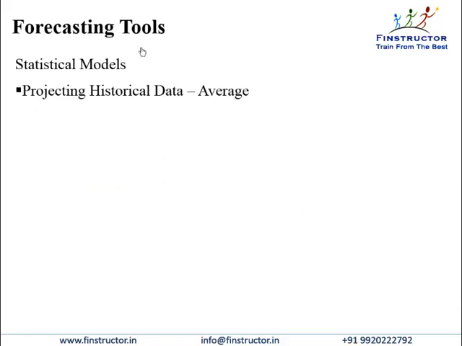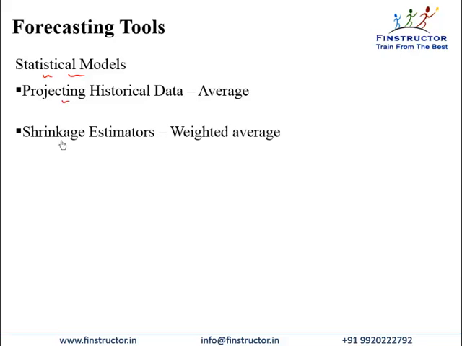Various tools can be used for forecasting. So we will first study statistical models, wherein you can start by simply projecting historical data. That is, take the average of the last 10-year returns and use that as your future return. Take the average of the last 20 years data and use that as your future. You can also use shrinkage estimators that are basically a weighted average. So you may want to place a higher weight on recent data, a lower weight on past data, and so forth. We studied time series analysis at level 2 that can also be used to predict our returns in the future.